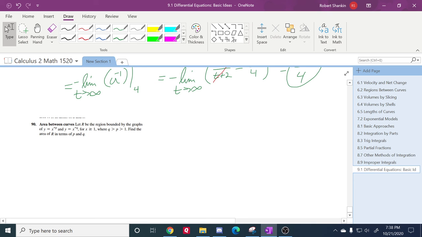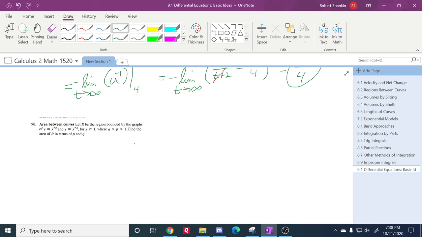So R is the region bounded by the graphs. Let me find my magic pen here. Here it is. Bounded by the graphs y equals x to the negative p, y equals x to the negative q, for x greater than 1, where q is larger than p and they're both larger than 1. Find the area of R in terms of p and q.